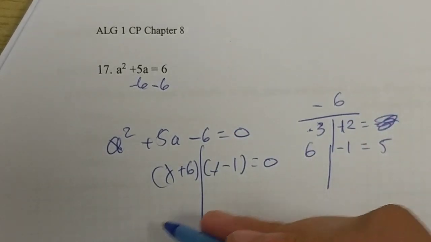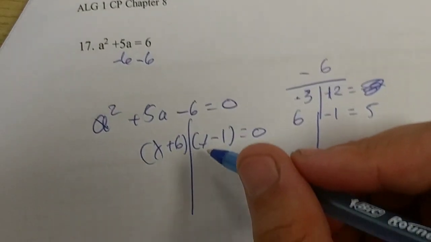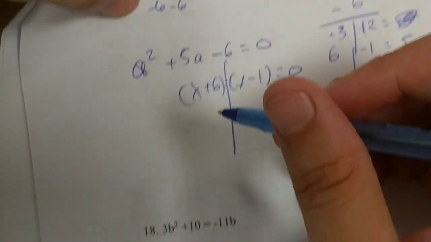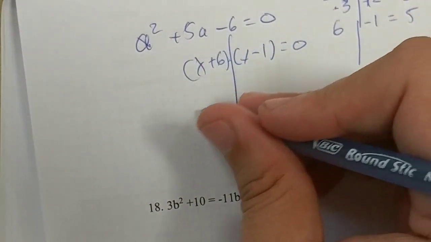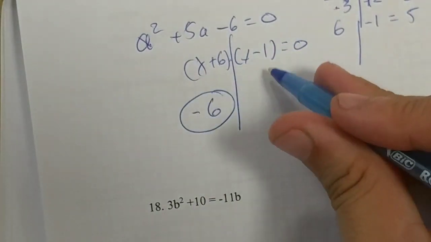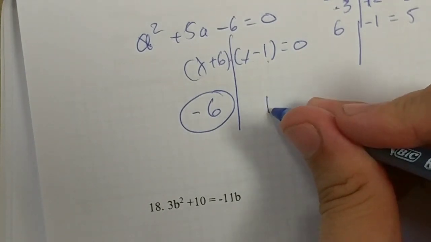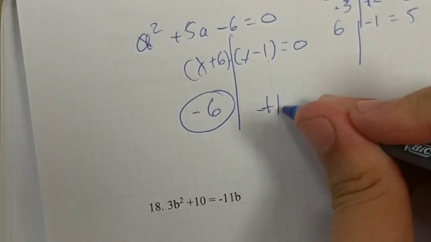Split and solve. Hopefully you realize the pattern here. Whatever's here, you're just going to do the inverse. So if it's 6, negative 6 is one of your answers. And since this is negative 1, it's going to be plus 1. Positive 1, I should say.